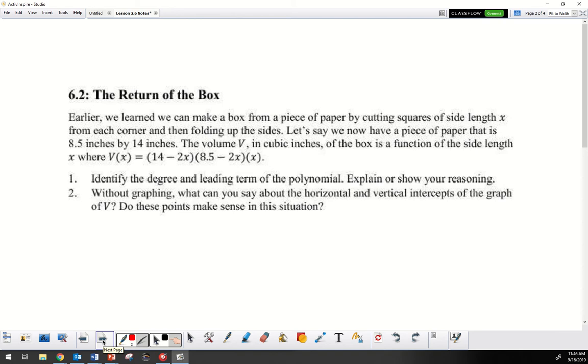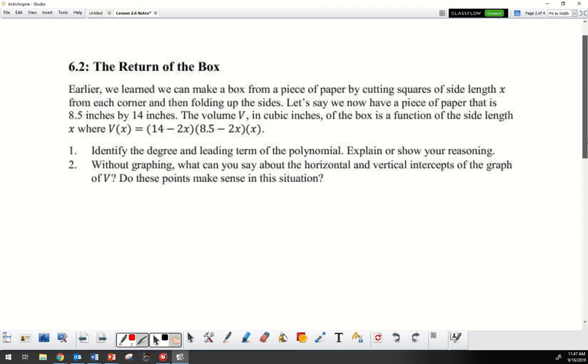All right. 6.2, return of the box. Remember that thing? It was on the quiz. It was on the review. It was on the homework. It was on the notes. Where we take a piece of paper, we cut the corners off, right? And we turn it up to make it into a volume. Okay, good. That's what we're doing here. So, identify the degree and leading term of the polynomial. Explain your reasoning.